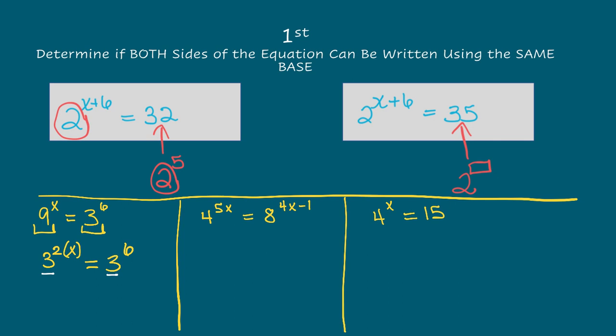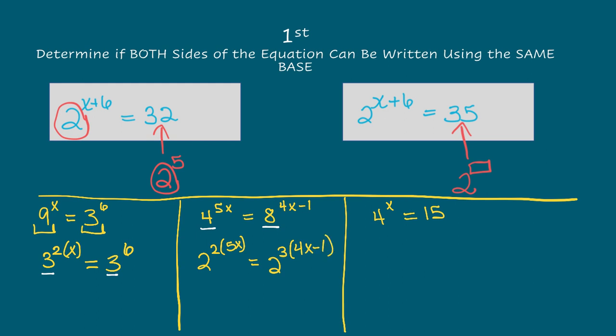Currently, I have a 4 and an 8 as a base. I can't write them both using a 4, but I could write them both using a 2, because 2 squared is 4, and 2 cubed is another way to write 8. So I can write both of these values using a 2. I can accomplish the same base using a 2 for this one. So these can be written using the same base.